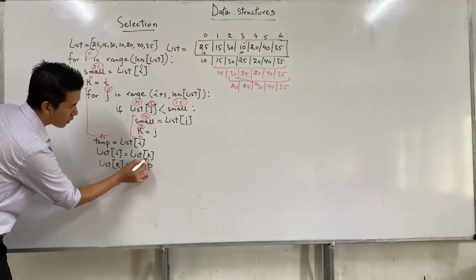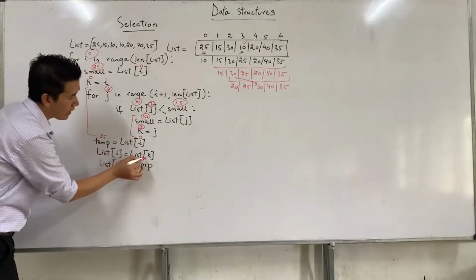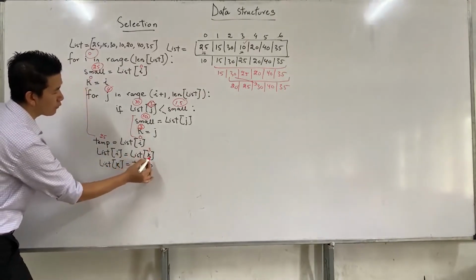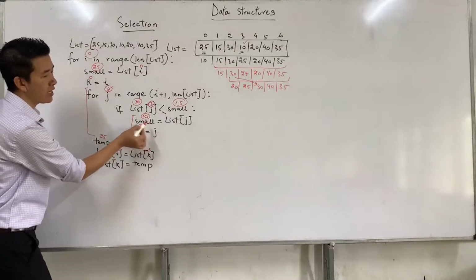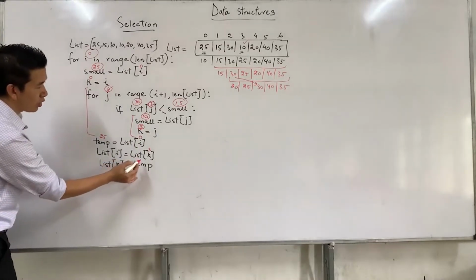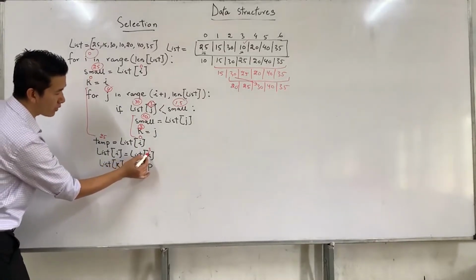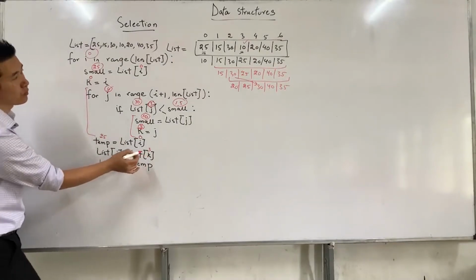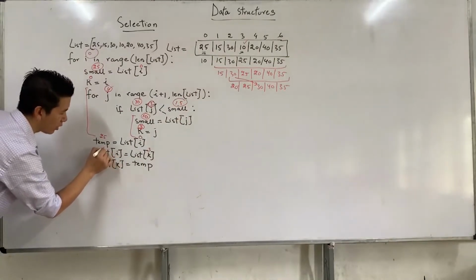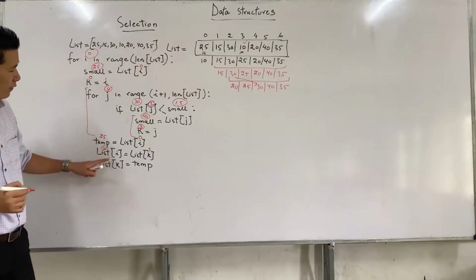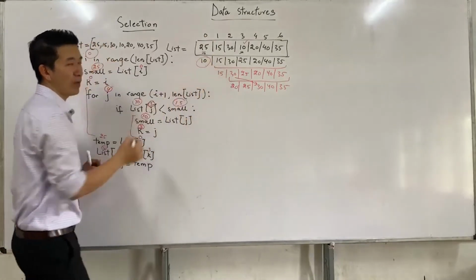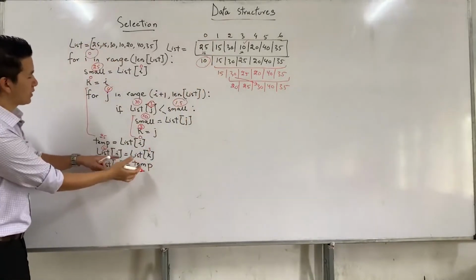And then list of k, the value of k is 3, the index of the smallest number of the list. List of 3 means you're pointing to 10. So this 10 will be assigned to list of I. You will now have list of I or list of 0 as 10. 10 will now replace the list of 0.